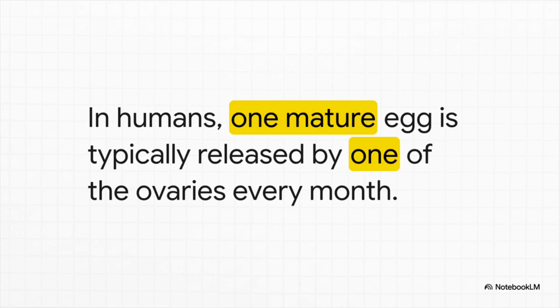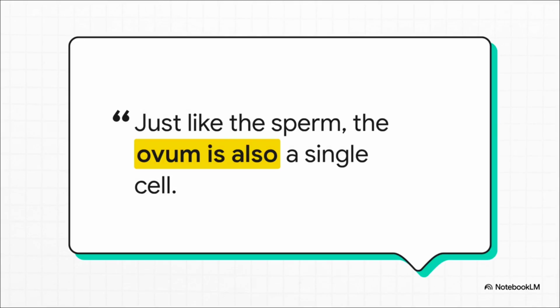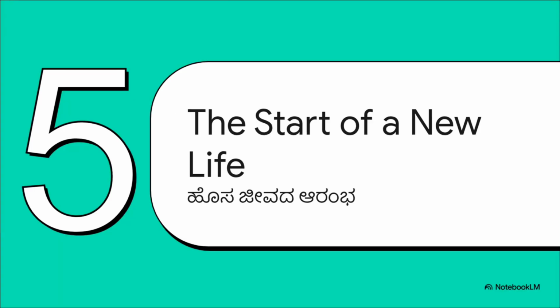But here we see a totally different strategy. Forget about making millions. In humans, it's usually just one mature egg that gets released each month. This is all about quality over quantity. Each egg is a huge biological investment, packed with all the nutrients needed to get a new life started. And yep, you guessed it, just like its counterpart, the sperm, it is so important to remember that the ovum is also one complete single cell. It's holding the other half of the genetic blueprint, plus pretty much all the gear needed to get the whole process of development underway. Okay, so we have our two key players on the board, the sperm and the egg.